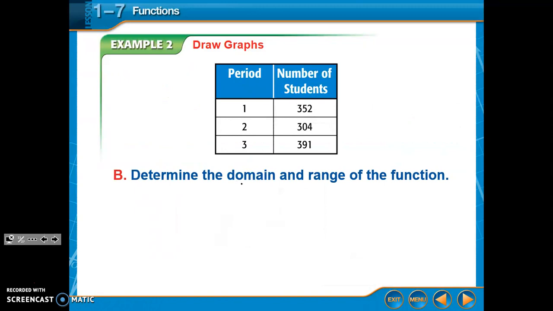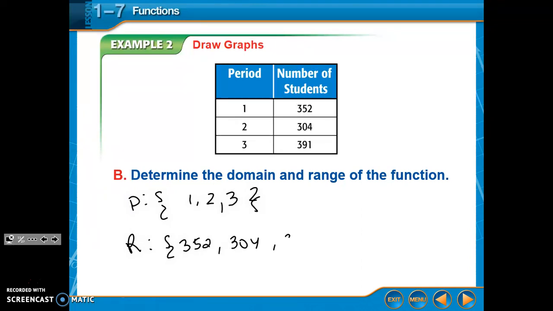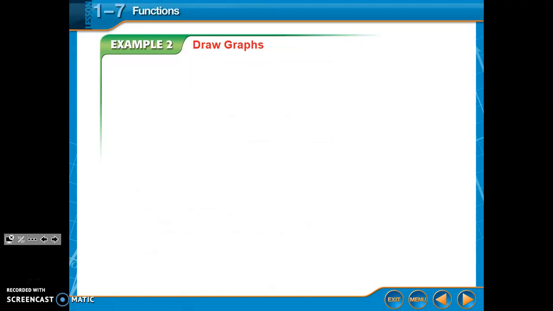Okay, determine the domain and range of this function. So my domain, remember, is this number here. It's usually the independent variable, or it is the independent variable. So in this case, it's the periods. So our domain is 1, 2, and 3. And our range is 352, 304, and 391. Now, it's not wrong to write it like this, but a lot of times when people write domain and range, they write them in order. So they would say 304, 352, and then 391. Okay, so it's not wrong to have it the first way, but it's more proper to have it in order.